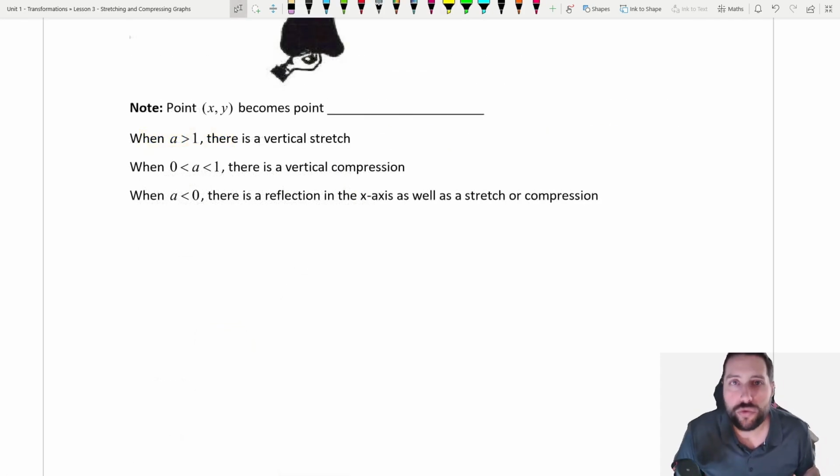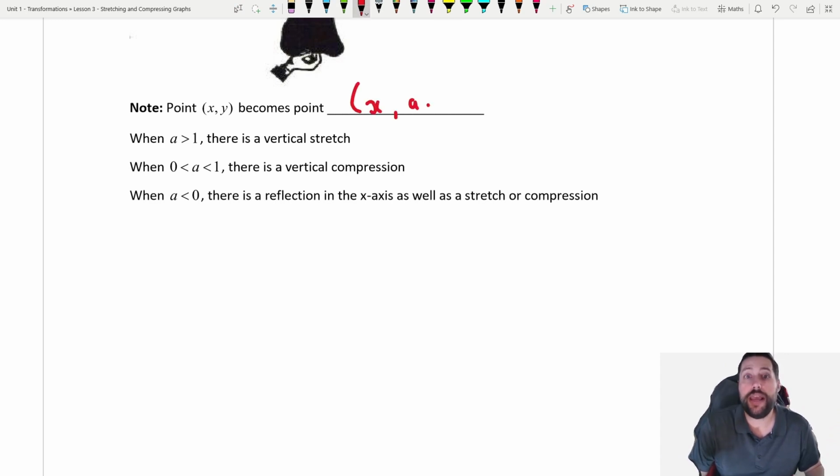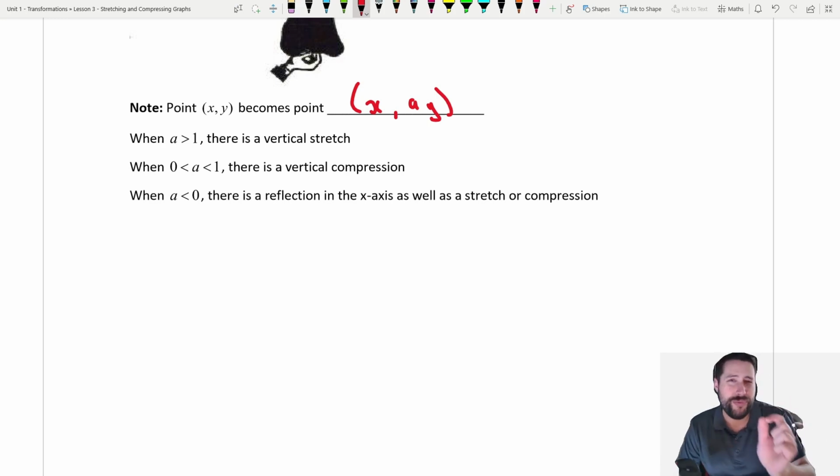When we stretch out the point, we can note that the point (x, y) becomes the point (x, a y). So this only affects your y's. If it's about the x-axis, it's only going to affect your y values.